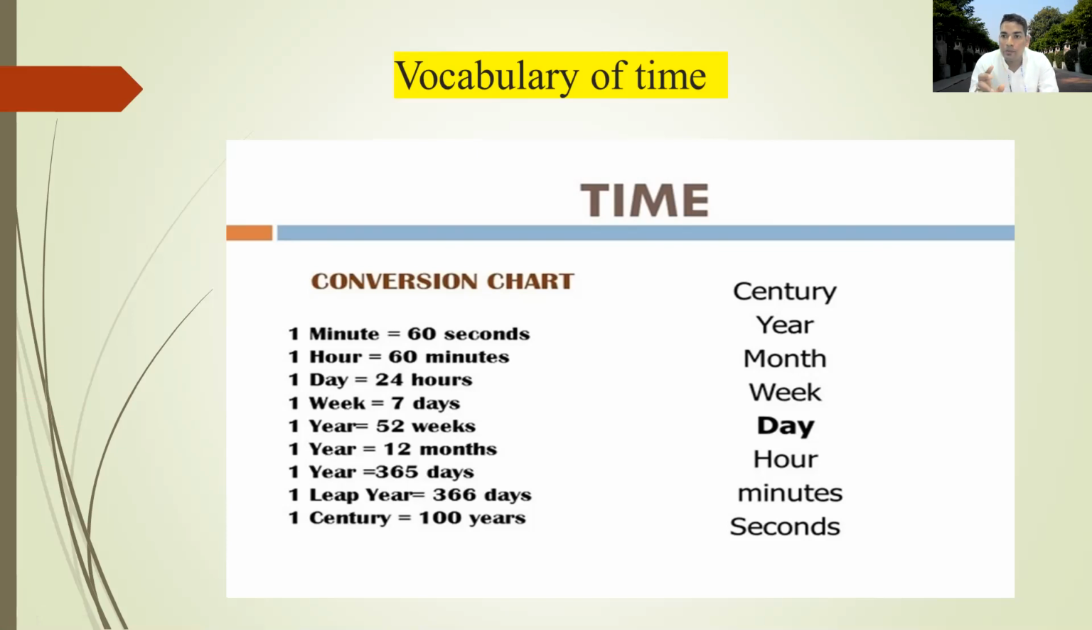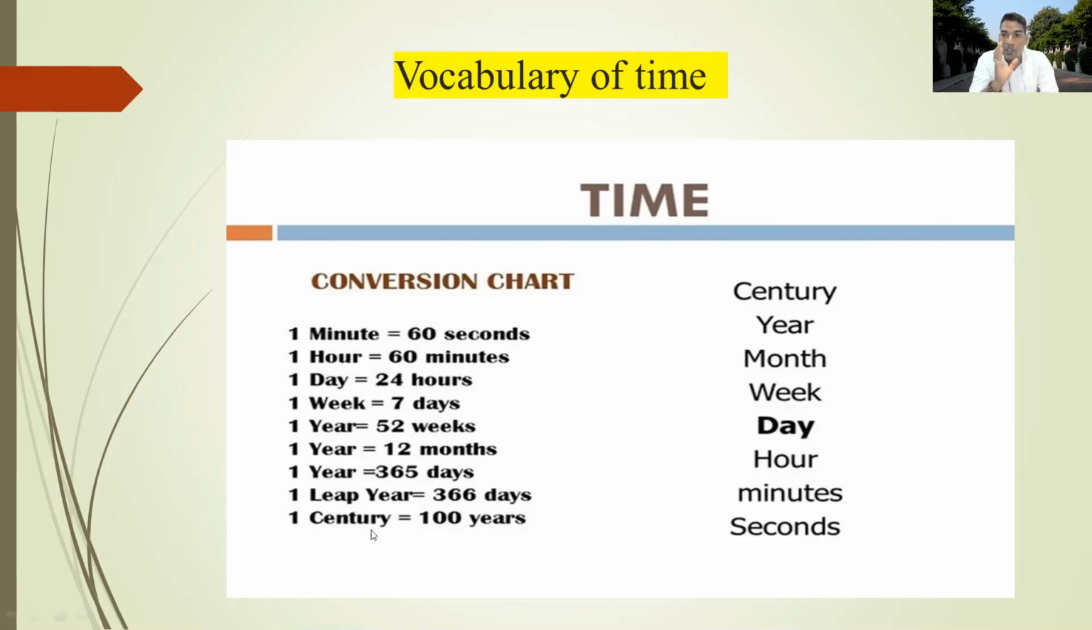1 year, 365 days. You can see here it is written 1 year, 365 days. So in English we say 1 year, 365 days. Very good.